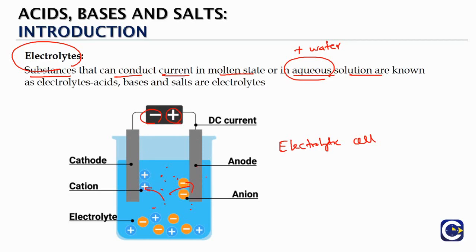This process is what we call electrolysis, and here we can see that as the charges are moving, there is going to be current, and such substances we will call electrolytes. Acids, bases and salts, all of them are commonly known as electrolytes. That is the common feature between these three types of substances.